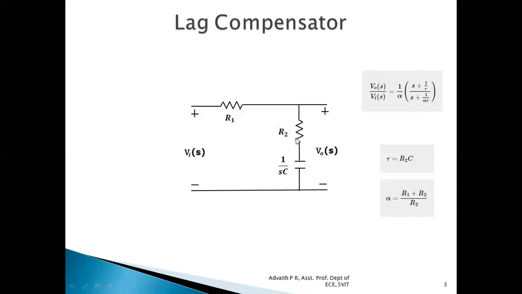The transfer function of this lag compensator is given by this equation. We already know the definition of transfer function. It is the Laplace transform of output to the Laplace transform of input. So V0 of S divided by Vi of S will give us this equation: 1 by alpha into S plus 1 by tau divided by S plus 1 divided by alpha times tau, where tau is nothing but R2 into C and alpha is nothing but R1 plus R2 divided by R2. So this is about lag compensator.